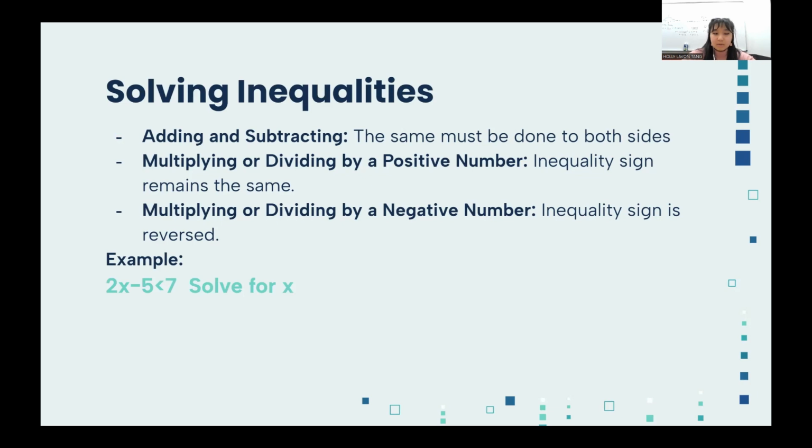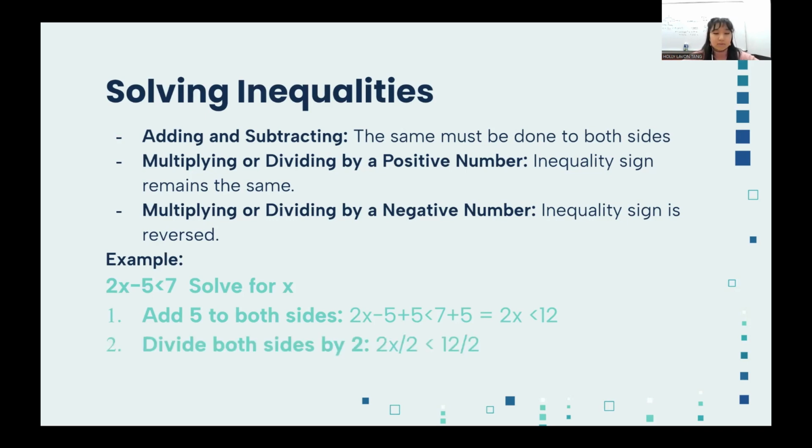Just a quick example. I won't make you guys do this one, but whenever we want to solve for x, we would first add 5 to both sides, and then we get 2x is less than 12, and then we would divide both sides by 2. So we get x is less than 6. All right, that was a really simple example.